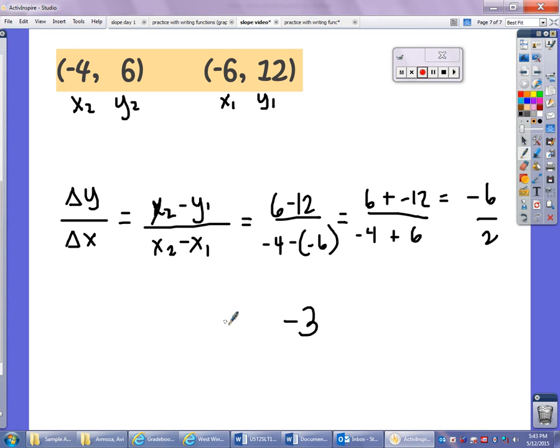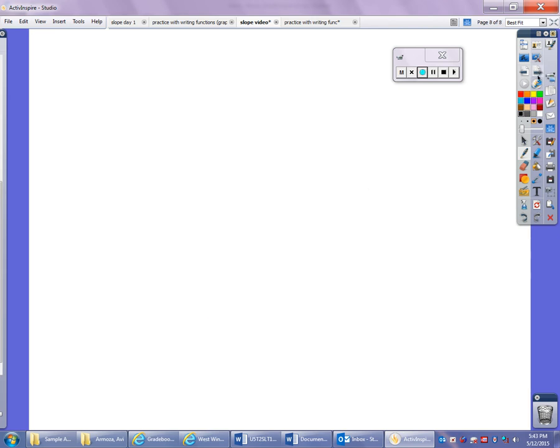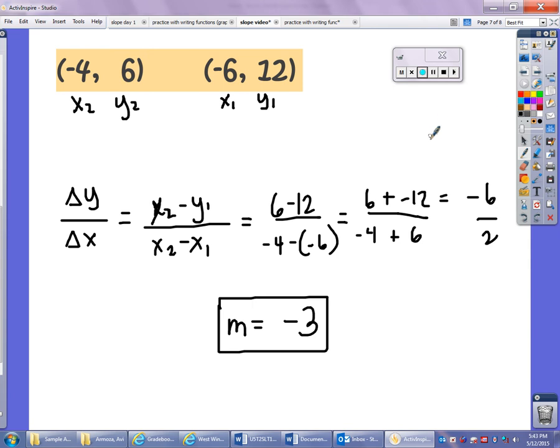And in math, you use the m symbol, or the m variable, to symbolize slope. I could either write slope equals negative 3 or m equals negative 3. And that is how you calculate the slope if you're just given the points. Please watch the video again if you have any issues, and hopefully that helped you.